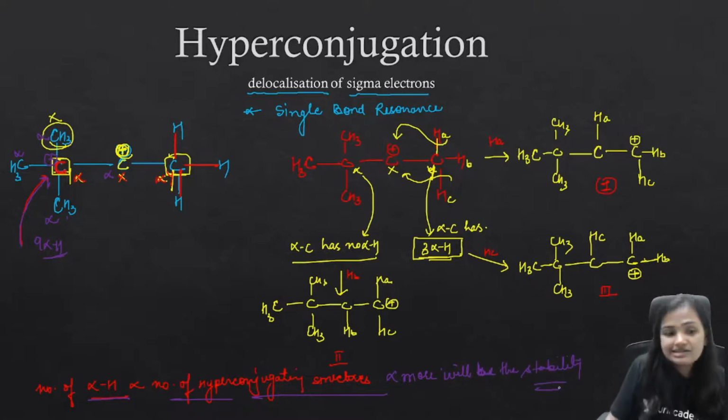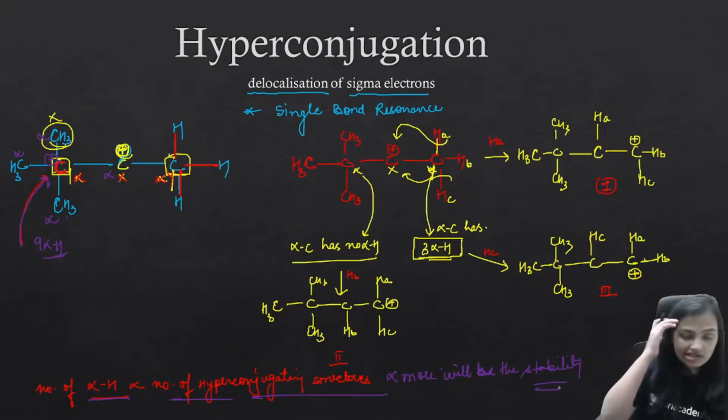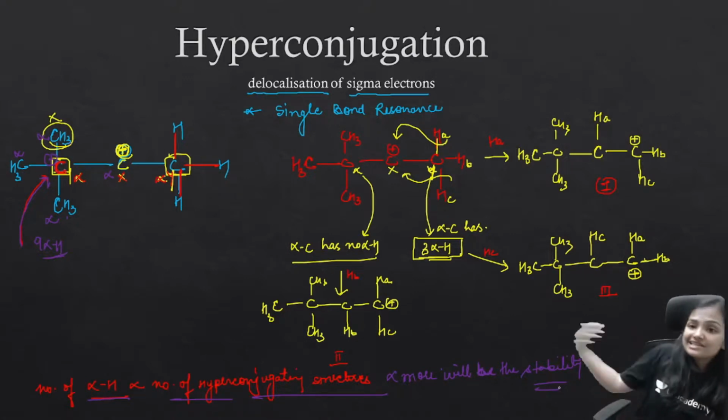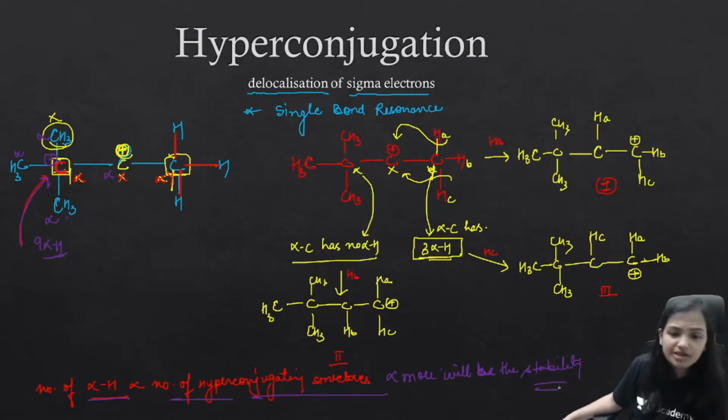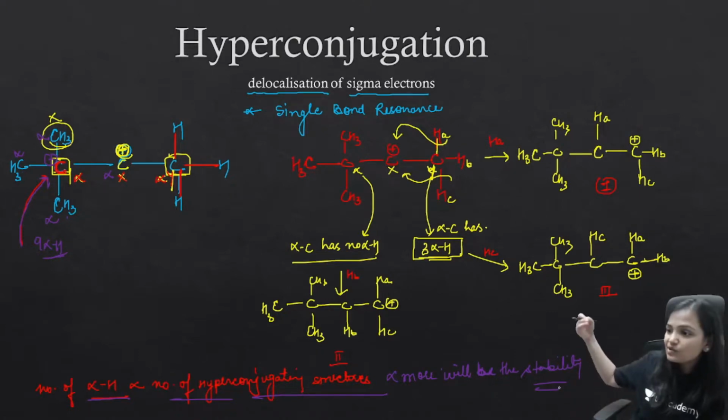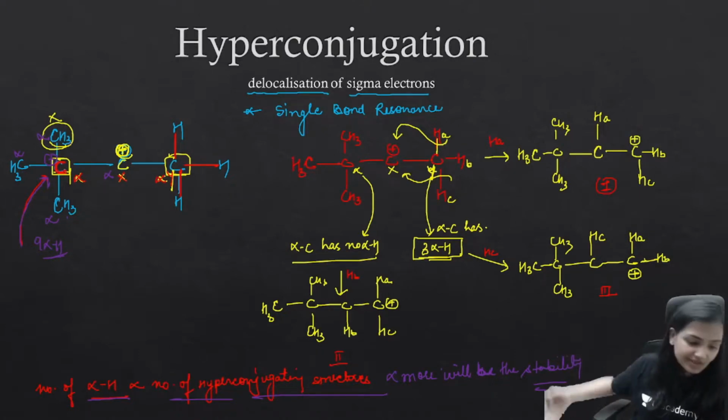So the number of hyperconjugating structures we get will be from the carbon that is near the carbon under consideration. Yes, absolutely, Kaushal. The carbon which is the nearest one. Who is your neighbor? Is your neighbor's neighbor your neighbor, or is the neighbor your neighbor? The one who is very close to you, the one who is sharing the boundary with you, is a neighbor, right? So this is what I am saying.